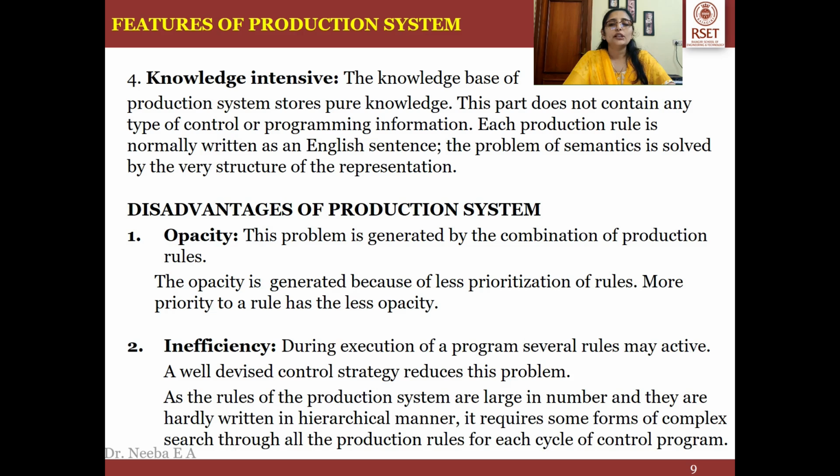Inefficiency. During the execution of a program, several rules may be active. A well-devised control strategy reduces this problem, as the rules of the production system are large in number and they are hardly written in a hierarchical manner. So what happens is, for a single rule, a lot of sub-rules or a lot of rules are getting activated at that point of time, and which rule to take first is not considered. So this gives us an inefficiency.